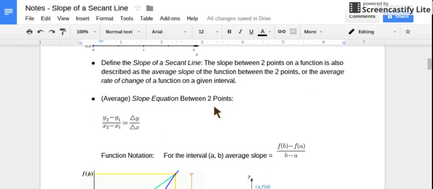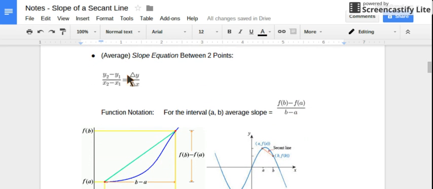We know how to find the slope between 2 points. That goes all the way back to algebra. We know our slope equation, y2 minus y1 over x2 minus x1, which describes the change in our y values over the change in our x values, or the change in height over the horizontal change, or vertical change over horizontal change.